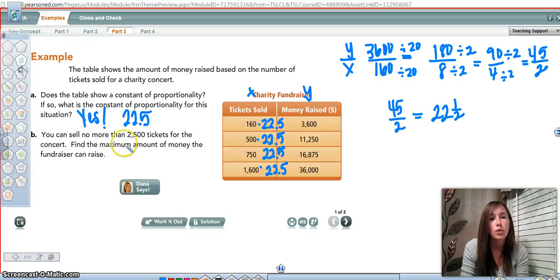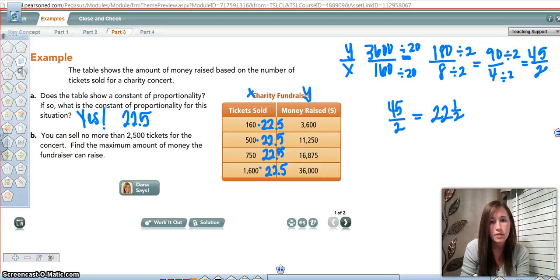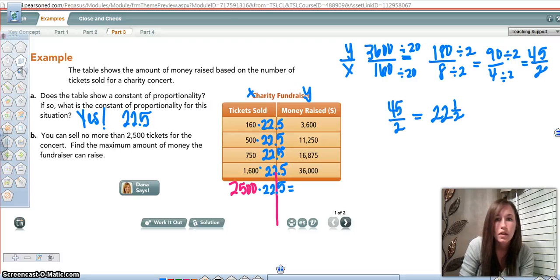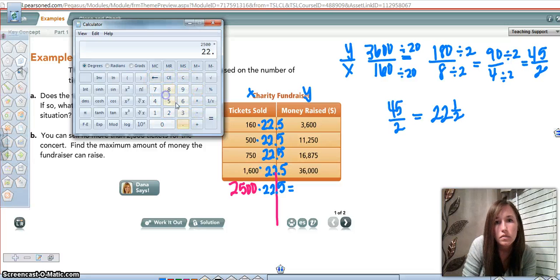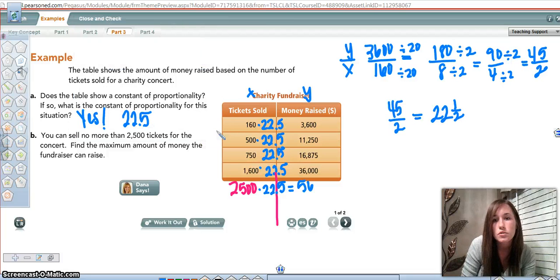You can sell no more than 2,500 tickets for the concert. Find the maximum amount of money the fundraiser can raise. Well, there's a couple ways we can think about this. If we added this to our table, 2,500 tickets, we could just use our constant multiple and get our money. $56,250.